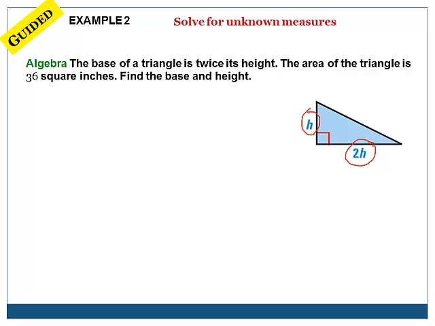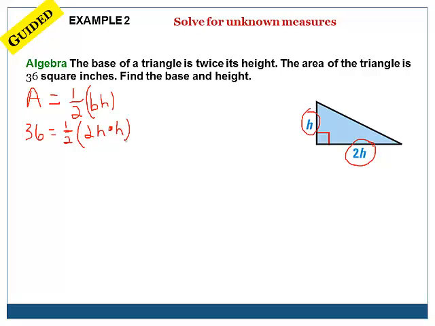So I'm going to write down our formula for a triangle, which is area is equal to 1/2 little b times little h. So let's fill in what we know. We know that the area of the triangle is 36 square inches. We know 1/2 will stay the same because it's part of our formula. And we know that our base is 2h and our height is just h.